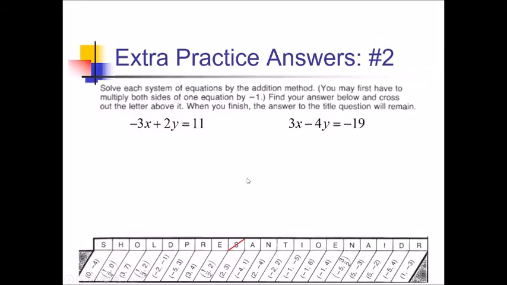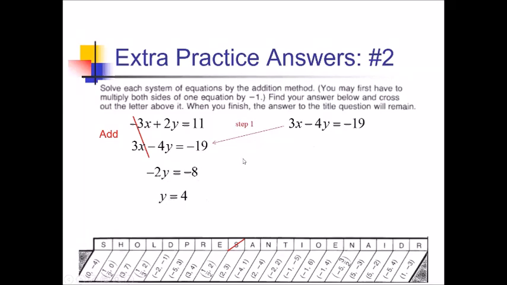For this system of equations, I see right away that I have a -3x and a positive 3x. Those are going to cancel if I just add these together right off the bat. So let me do that. So let me move this one down below the first one. It doesn't really matter which way we go here. And then if I add these together and cancel that out, we end up with 2y plus -4y. That's -2y. And then 11 plus -19 is -8. Dividing both sides by -2, that means we have y equals 4.